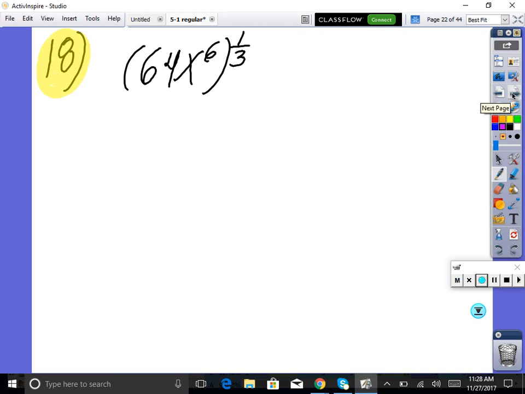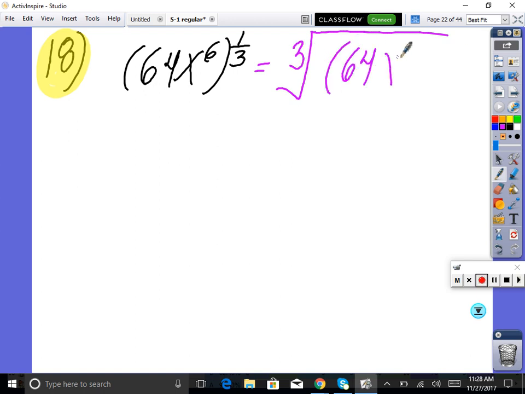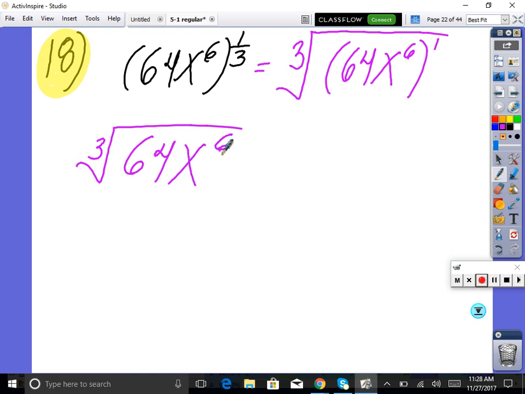Okay, let's look at 18. Once again, let's rewrite this. This is the same thing as the cube root of both 64x to the 6 raised to the first power. So because it's to the first, it's the same thing as the cube root of 64x to the 6. Cube root of 64 is 4, I believe. X to the 6, how many groups of 3? 2, because 6 divided by 3 is 2, so everything pulls out evenly, x squared.